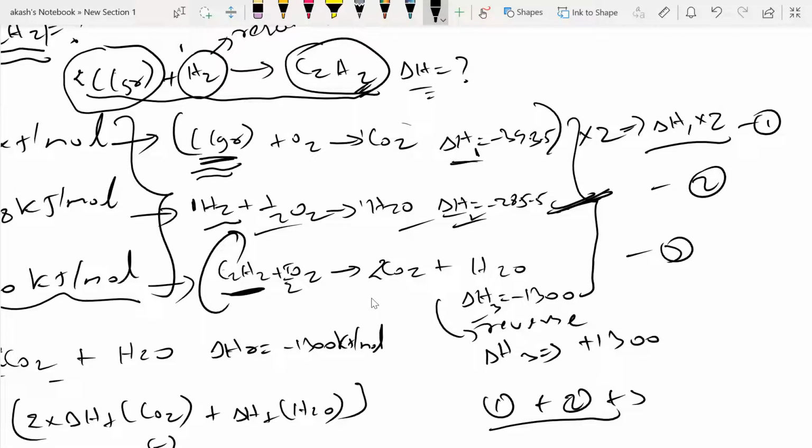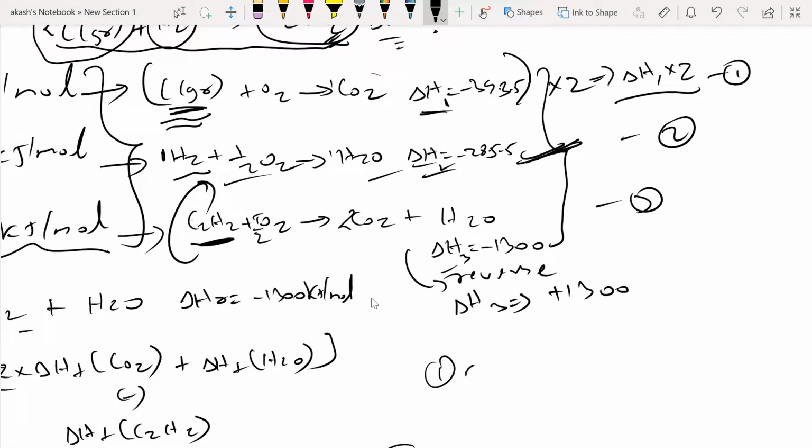Let me write this properly. If this was equation number 1, what did we do to it? We multiplied equation number 1 by 2, so we write delta H1 into 2. Then we just added the second equation; we didn't do anything to it. The third equation we reversed, so we write minus delta H3, and we didn't multiply anything, so keep it as such.